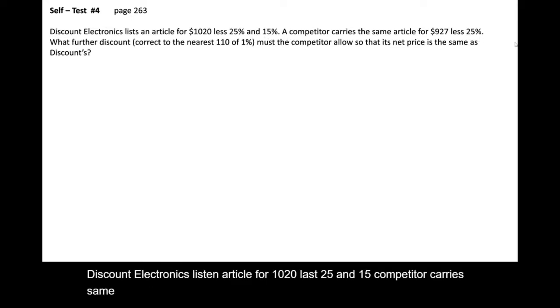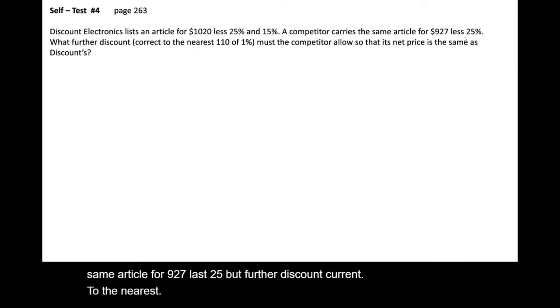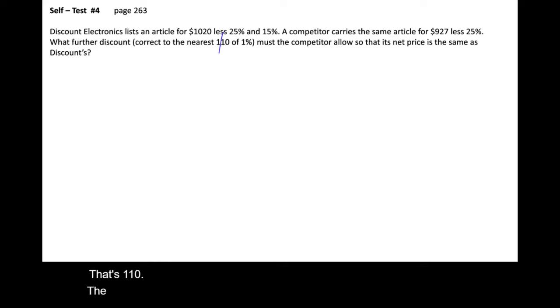Okay, let's practice then. Discount Electronics lists an article for 10.20, less 25 and 15. Competitor carries the same article for 9.27, less 25. What further discount, correct to the nearest 1/10 of a percent, must the competitor allow so that its net price is the same as Discount's?